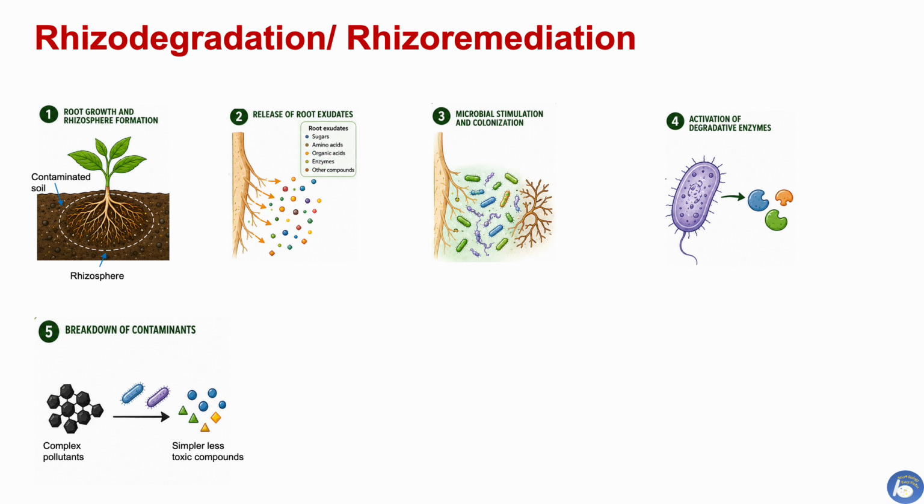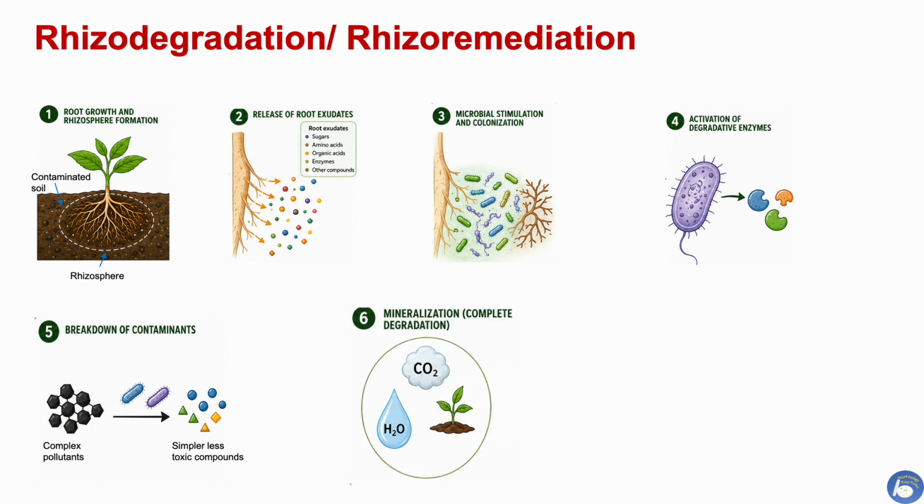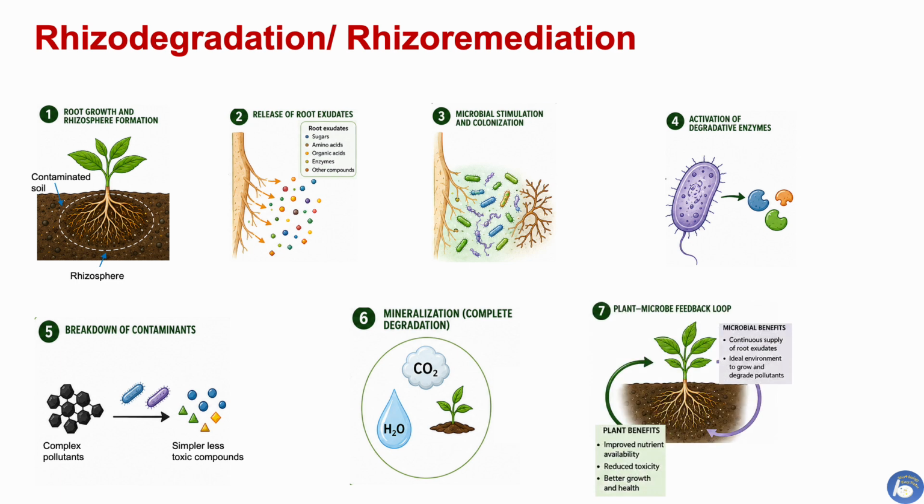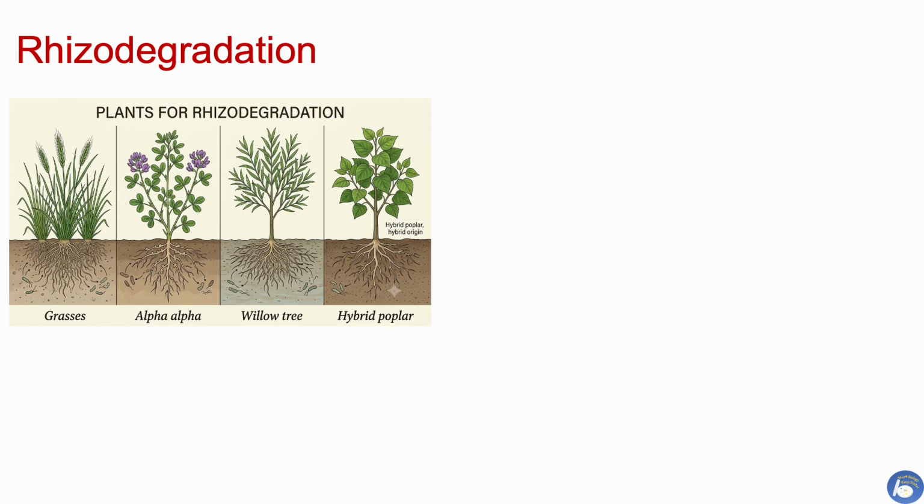Through microbial processes like oxidation, reduction, or hydrolysis, pollutants are converted into simpler, less toxic compounds. After complete degradation, harmless products such as carbon dioxide, water, and mineral nutrients are formed. Plants benefit from improved soil condition while microbes continue to thrive due to ongoing root exudation, sustaining the degradation process. Plants that can be helpful in rhizodegradation are grasses, alfalfa, poplar trees, willow trees, etc.